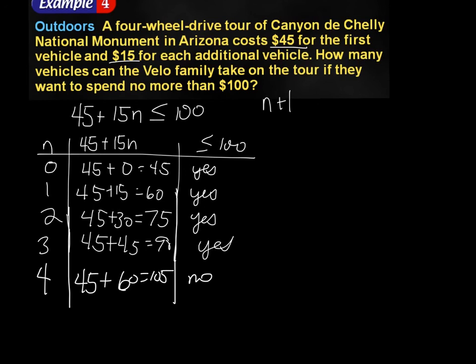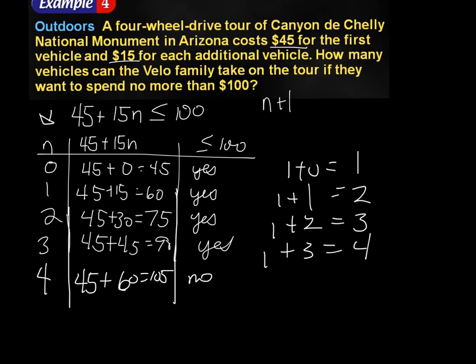So the question was, how many vehicles can they take? This is actually additional vehicles. So the first one would be 1 plus 0, so they could take one vehicle. 1 plus 1, they could take 2. 1 plus 2, they could take 3. 1 plus 3, they could take 4. So the choices are either 1, 2, 3, or 4. Wow, that's a large family to come in 4 different vehicles all at the same time, but I guess they could.